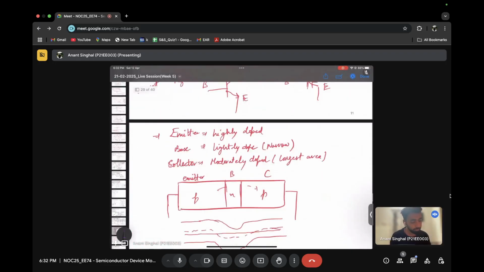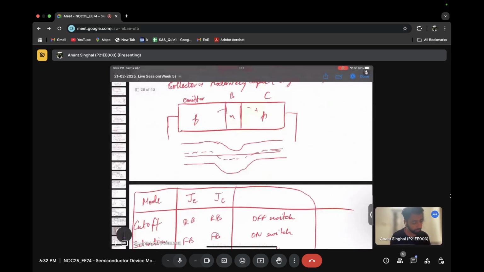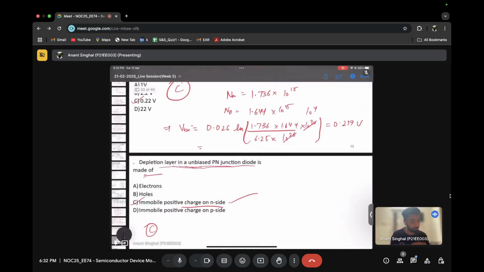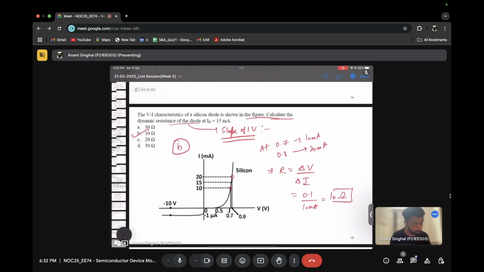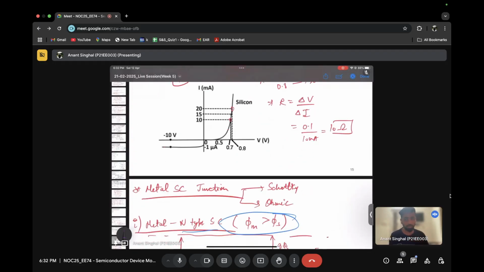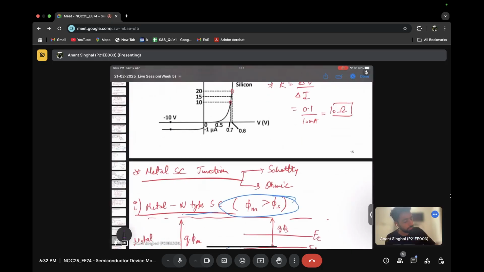So we did cover some of the BJT part, but I don't consider it much important. And then these problems are very straightforward, so you can take a look again. All these PPTs are already in the drive folder.